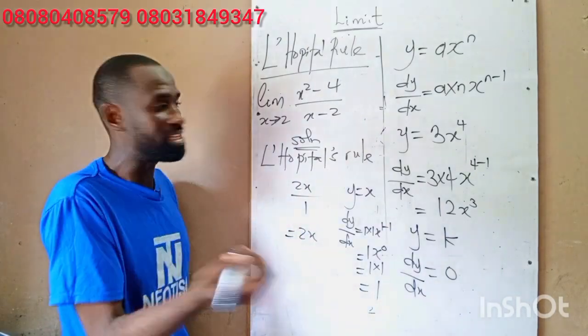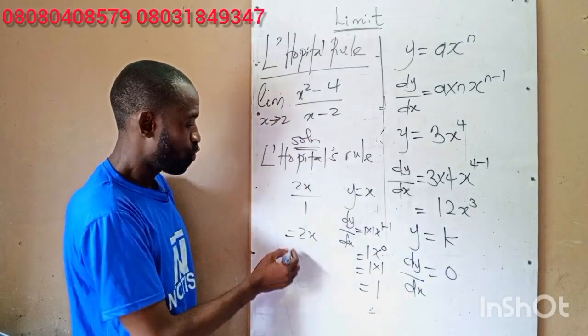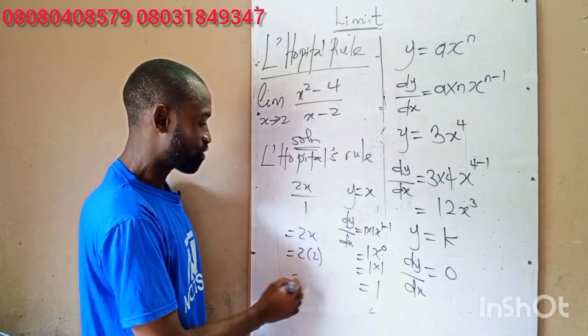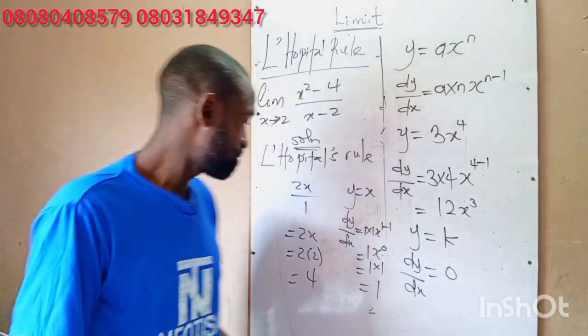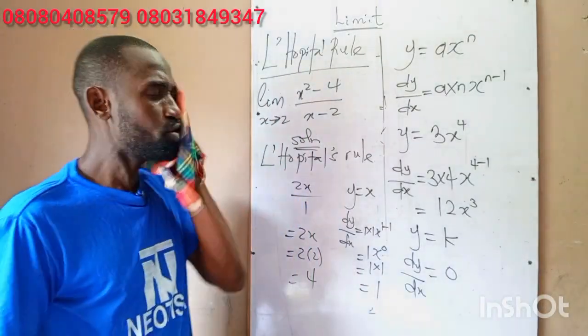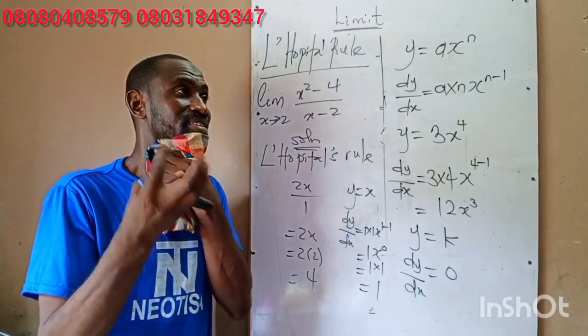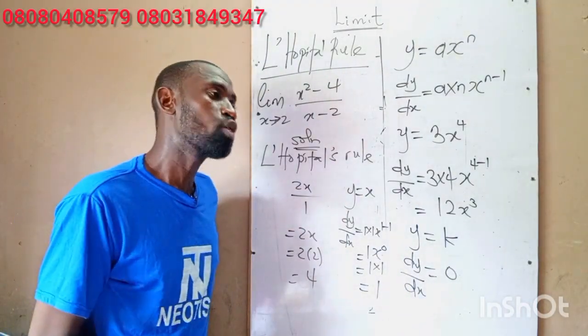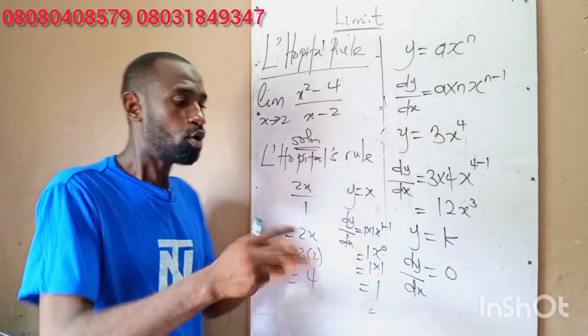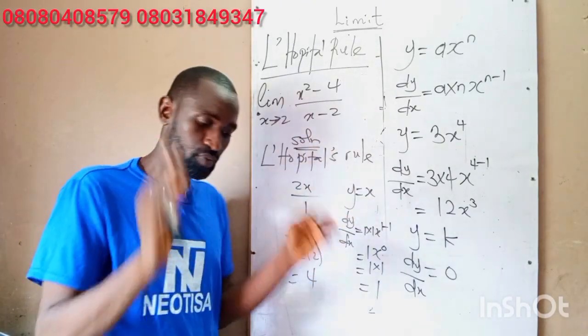I cannot substitute directly. Our x is 2, so we have 2 times 2, which gives us 4. The answer to that question is 4. So I can use substitution, I can use factorization, I can equally use what we call L'Hopital's rule. Once you use any of these rules, no problem.